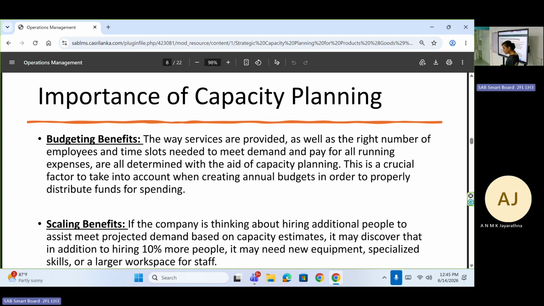So this slide explains the importance, or the benefits, of capacity planning. First read, then I will give you two examples for each benefit. First read, then I will give you examples. Budgeting benefit and the scaling benefit. Read it.